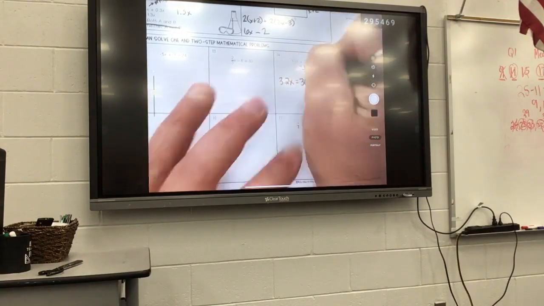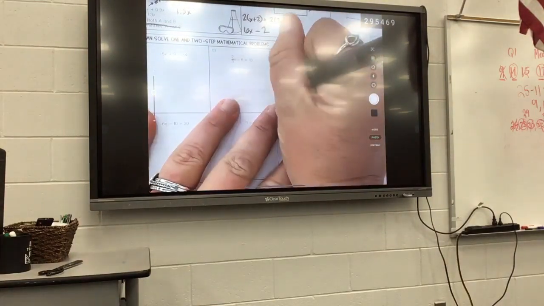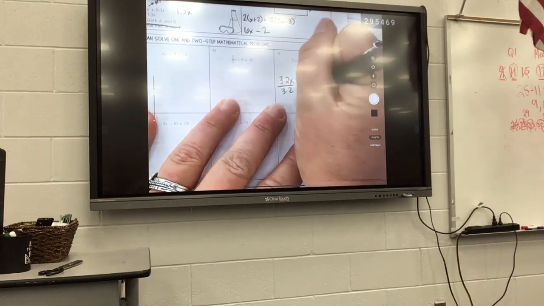Equals 36. So you divide by 3 and 2/10, divide by 3 and 2/10.